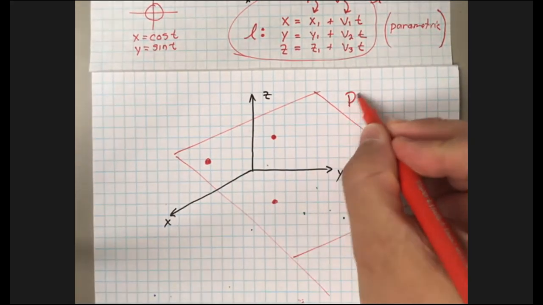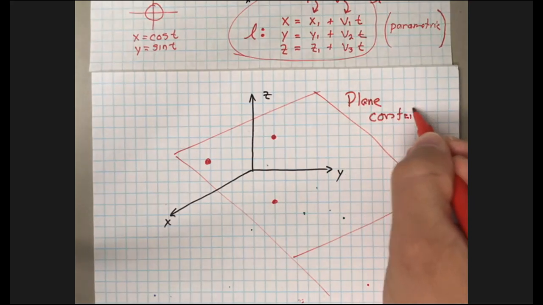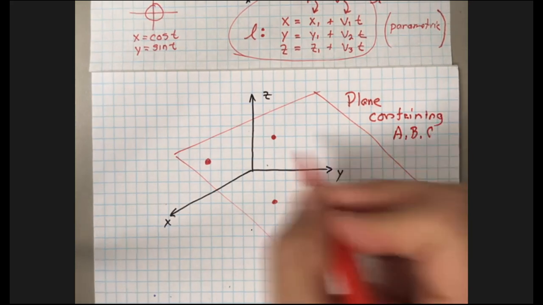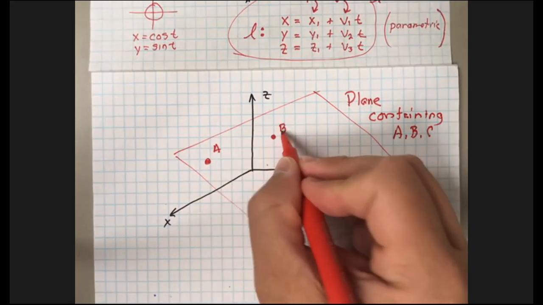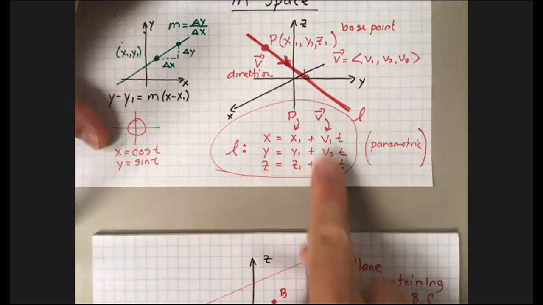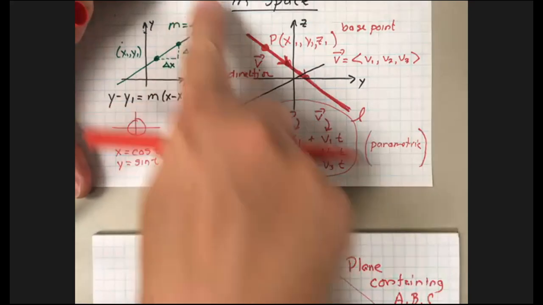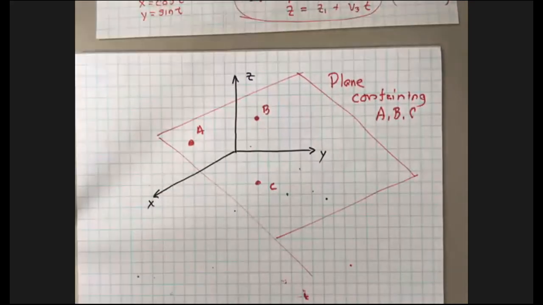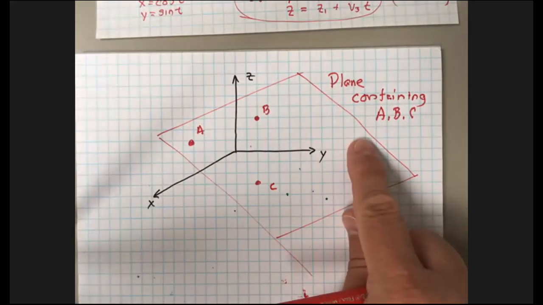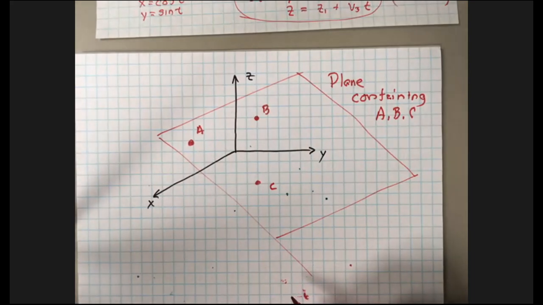But this plane containing points A, B, and C, it's an infinite plane, just like the line above was an infinite line. As T ranges over all real numbers, I travel infinitely far backwards and forwards on this line. When I draw the plane like this with a parallelogram, I'm not telling you that the plane stops. I'm just trying to give you an orientation or a perspective on the plane in space.